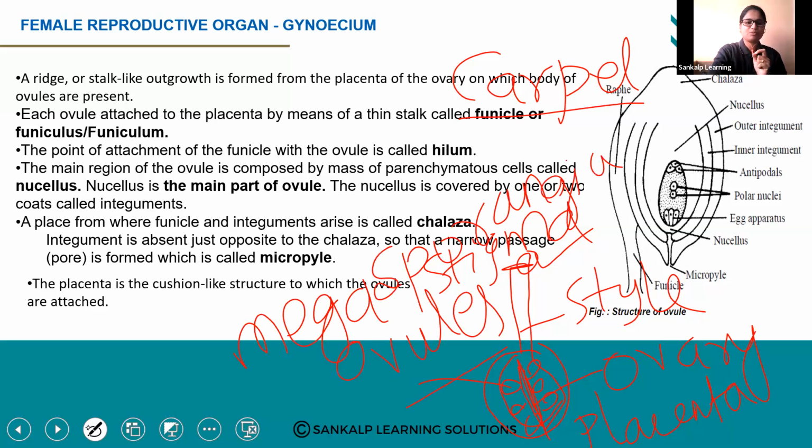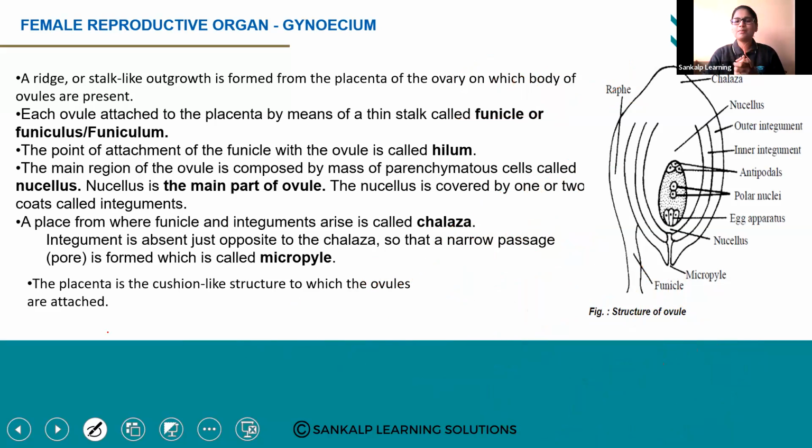So the megasporangia will have its own structure. The number of ovules may change. Some ovaries will have a single ovule, for example mango, wheat, paddy, right? In those there is only one ovule. But in watermelon, cucumber, and muskmelon, the ovules will be more.